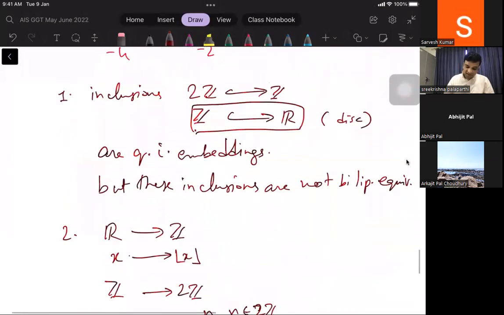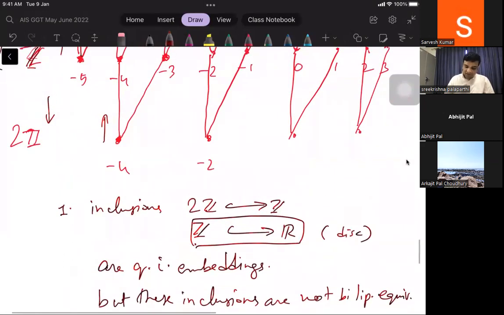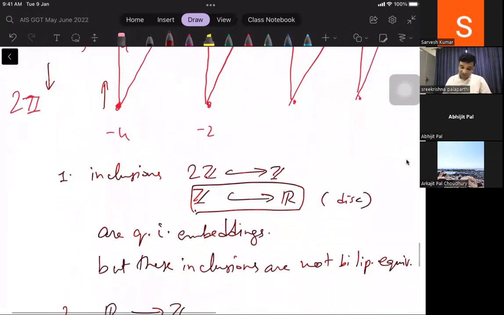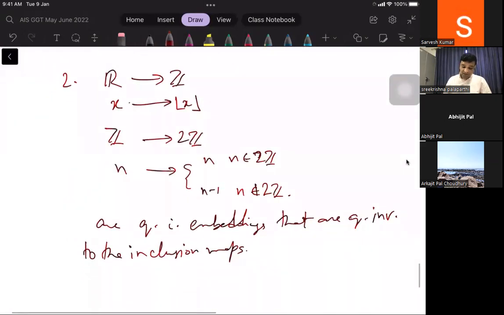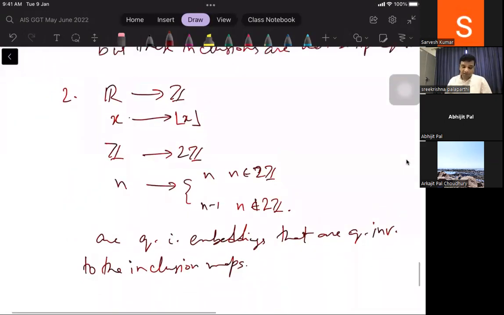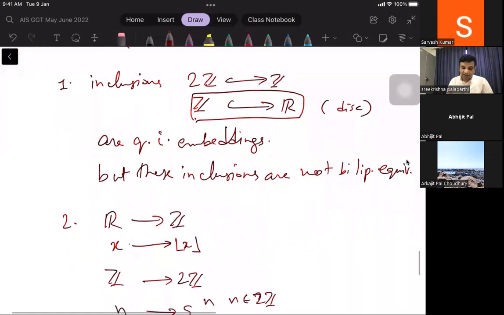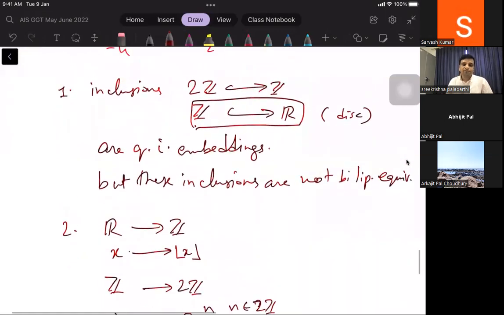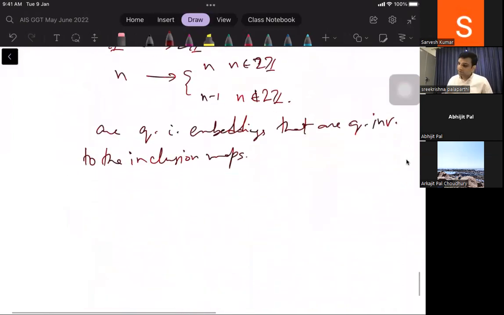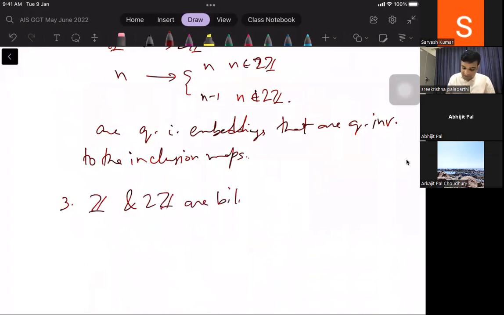So that says that these inclusions, okay, so you can actually check that. That's quite easy. Like I already mentioned, those constants, you can conclude that these inclusions are now quasi-isometries. And so we also want to say that Z and 2Z are bi-Lipschitz equivalent.